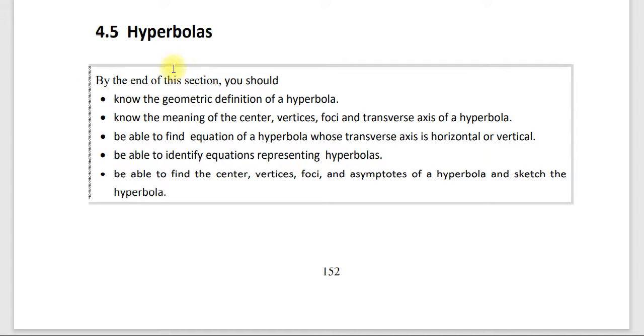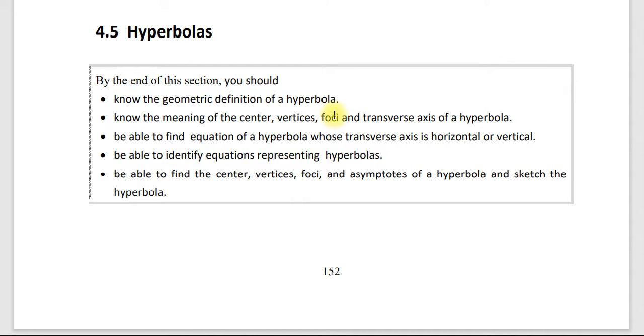ስለዚህ እንግዲህ እንደተለመደው ሌሎችን ቪዲዮዎችም ስንሰራ ይሄንን ቶፒክ ከጨረስን በኋላ ምንድነው ማወቅ ያለብን የሚሉ ነገሮችን በተደጋጋሚ ስነግራችሁ ነበር። So after completing this section or at the end of this section we have to know those things. The first one is know the geometric definition of hyperbola. Okay? Definition በደንብ ማወቅ መቻል አለብን። Next know the meaning of center, vertex, foci and transverse axis of the hyperbola.